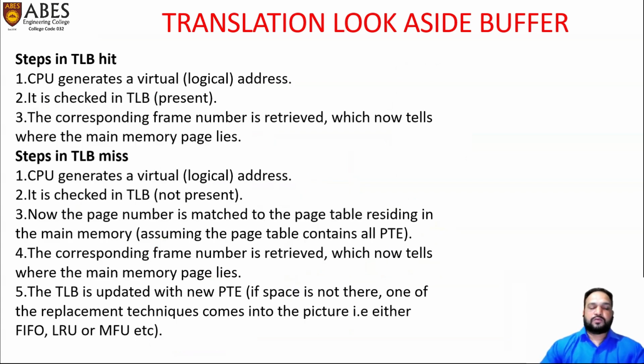There are various steps involved in a TLB hit and a TLB miss. One by one, we will look into the TLB hit and miss. In a TLB hit, the CPU generates a logical address or a virtual address. It is checked inside the TLB whether it is present or not. As we are learning about TLB hit, it is considered that it will be present inside the TLB. The corresponding frame number is retrieved, which now tells where the main memory base lies.